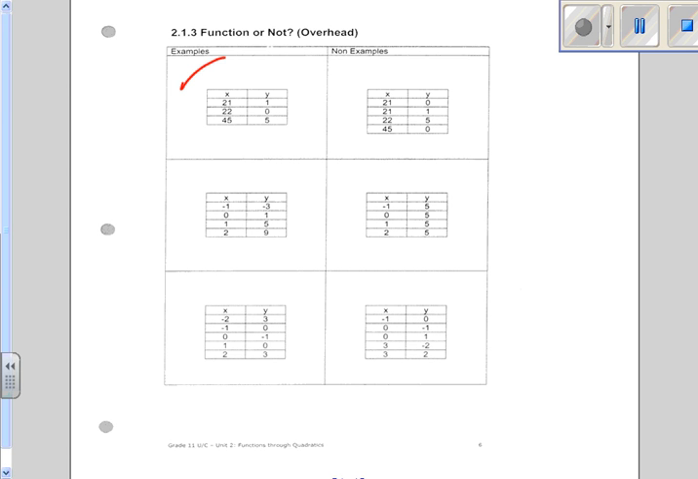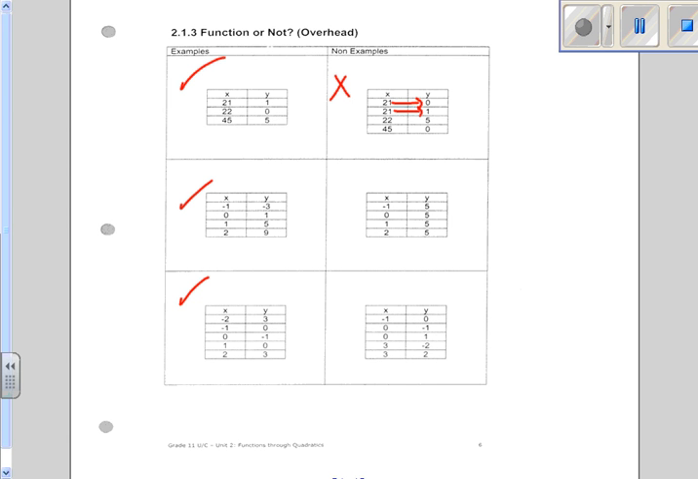This one as well is a function. Each one of those x values has only one answer in the y column. Same with the third one. This one is not a function because the x value of 21 can have an answer of 0 or a 1. That is not a function.